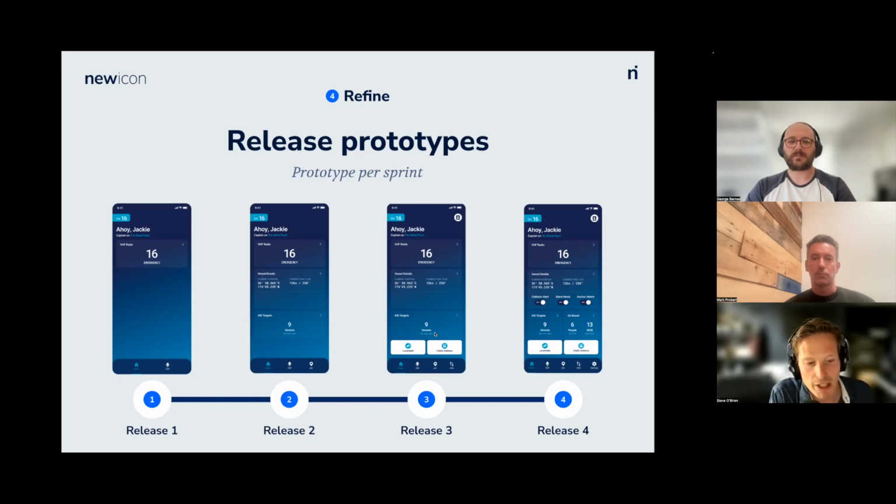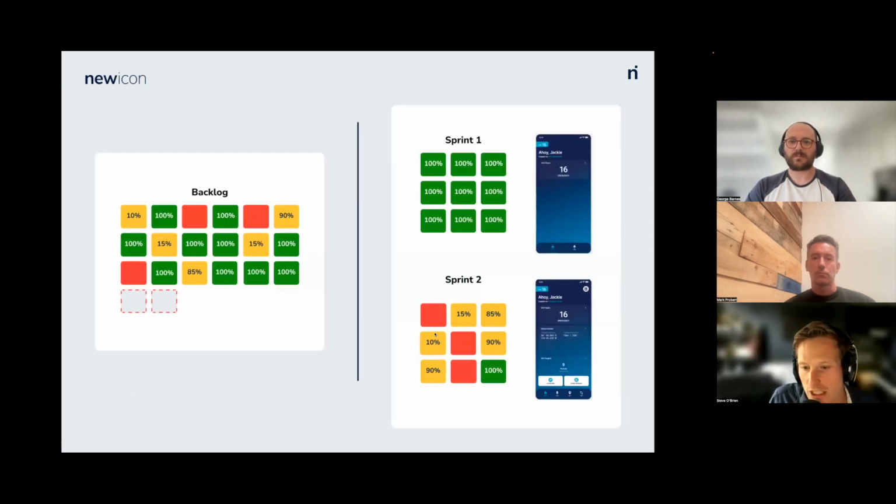Now, we still leave it up to change. So this will still work on a sprint basis. After release 1, people go away and test, and we can put the feedback into release 2. But if things change, we will update the prototype. And the reason for that is it's just much easier for everyone to understand what should be delivered by looking at a prototype than looking at a backlog.